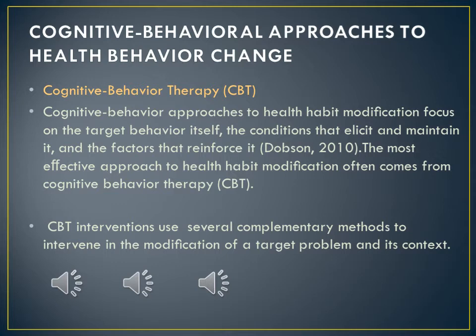The first one is cognitive behavior therapy. We know that it is a therapeutic method, an approach related to restructuring the cognition. The cognitive behavioral approach to health habit modification focuses on the target behavior itself, the conditions that elicit and maintain it, and the factors that reinforce it. The most effective approach to health habit modification often comes from cognitive behavior therapy.